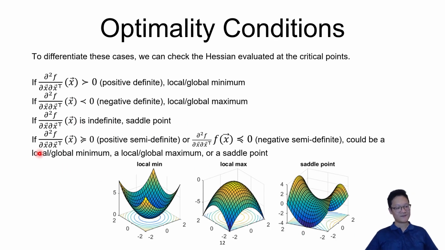Okay, the last case: if the Hessian is positive semi-definite or negative semi-definite, this is actually the inconclusive case. The critical point could be a local or global minimum, a local or global maximum, or a saddle point. So remember, indefinite is actually not the inconclusive case, right? In that case, we get a saddle point. Semi-definite, whether it's positive or negative semi-definite, is the inconclusive case.